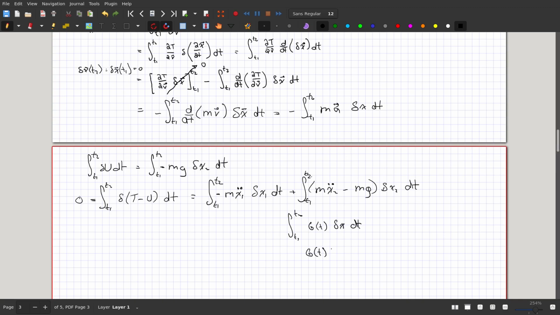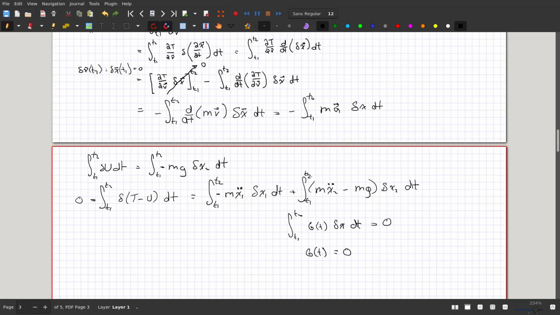and if, remember we said these variations are arbitrary? What does it mean they're arbitrary? It means they can be anything, right? If they're truly arbitrary, they can be anything. So the fundamental lemma of the calculus of variations says that if this is arbitrary and this integral is equal to 0, then what's in the integrand must also equal 0, right?